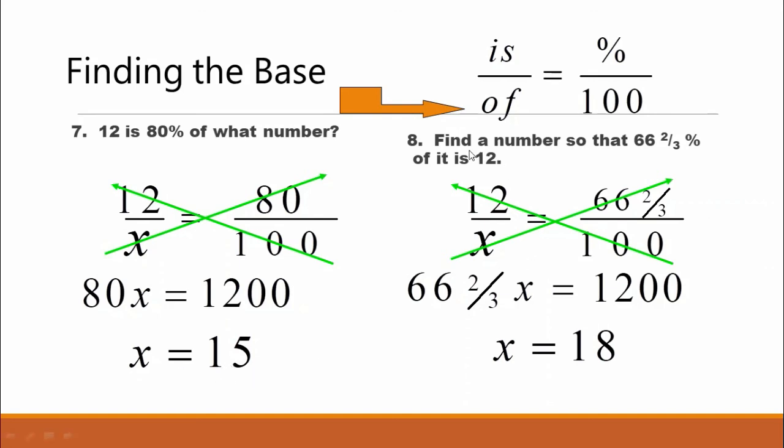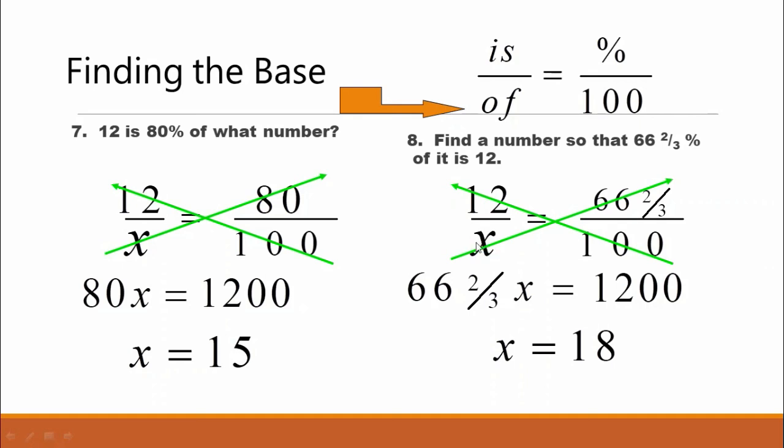Now find a number so that 66 whole 2 by 3% of it is 12. This is the part. A value connected with is represents the part. A value connected with the of represents the whole. So of is missing; the whole is unknown. Is divided by of: part divided by whole. Part is known, whole is unknown, total is unknown.